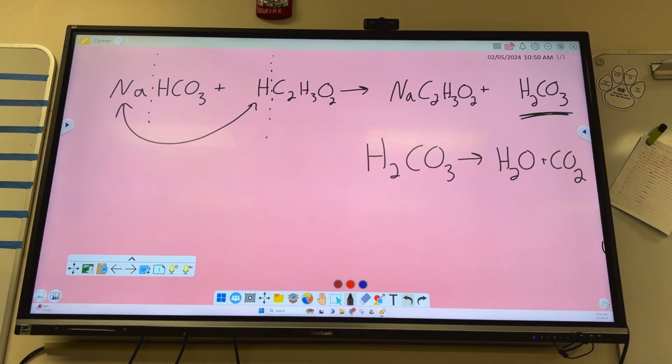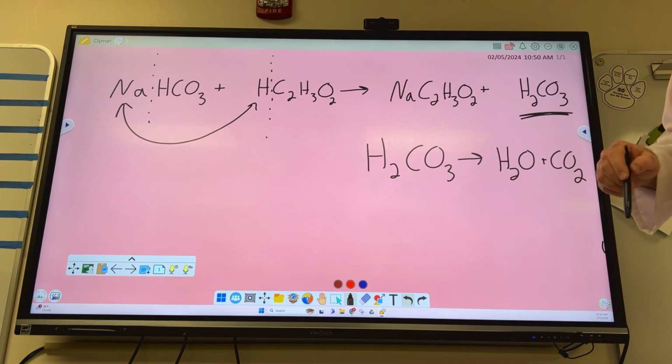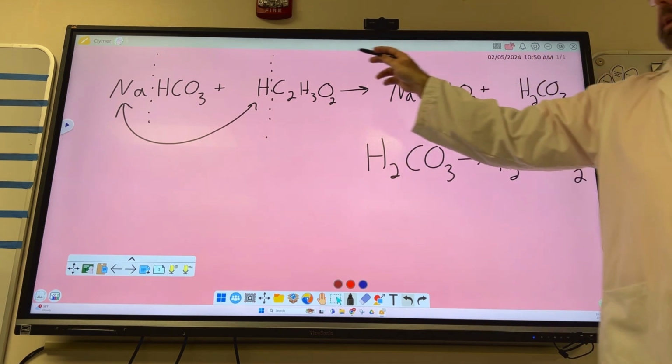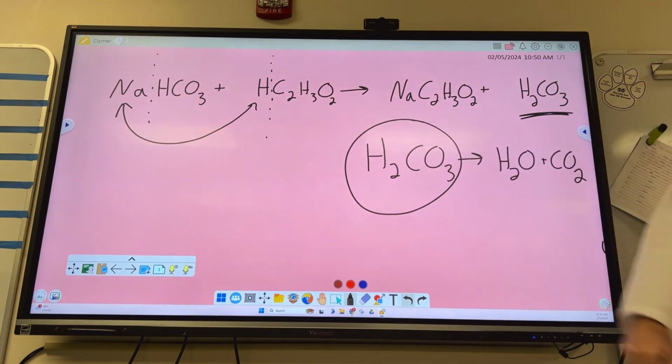So what happens inside this test tube, where we had that actually happen? This reaction happened. A double replacement happened. As soon as it formed this, that compound immediately decomposes into two other things. One of them is the carbon dioxide that we witnessed. We saw that happen in the test tube. If I'd have told you ahead of time that was baking soda and vinegar, you all would have guessed, oh yeah, it's going to fizz up and make bubbles and whatever.